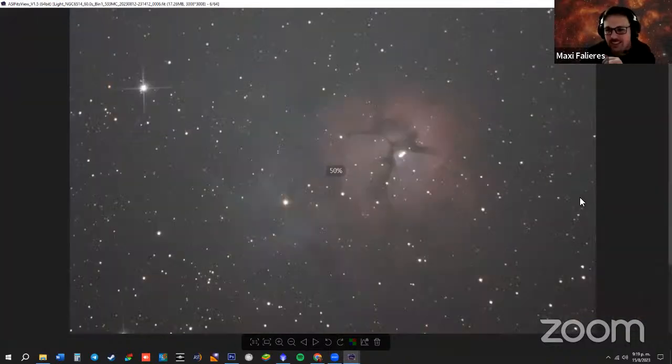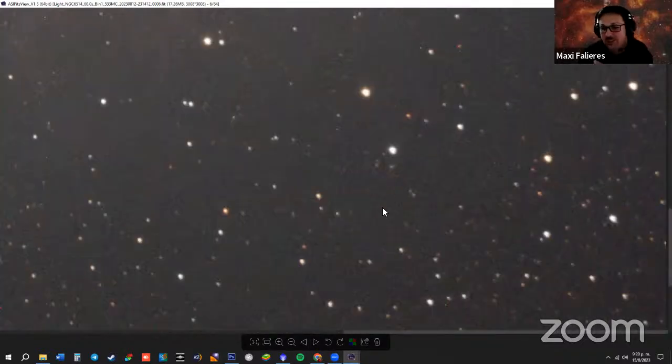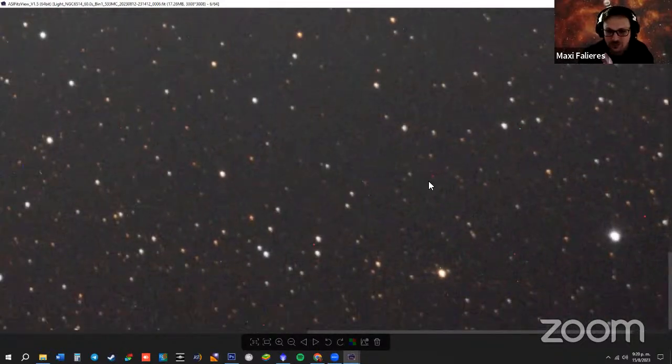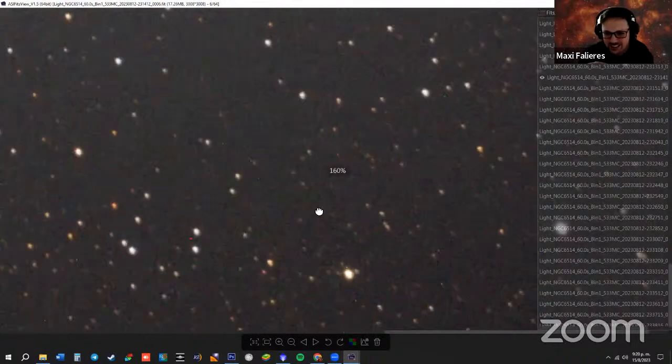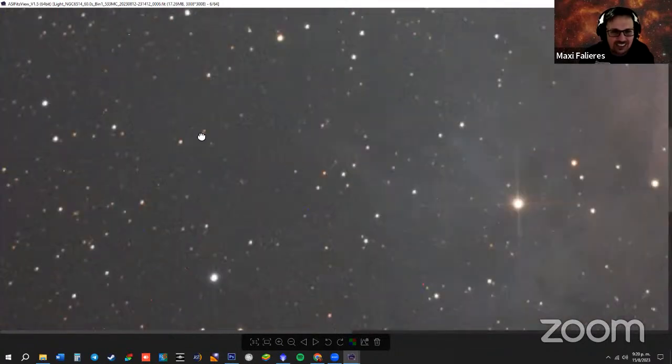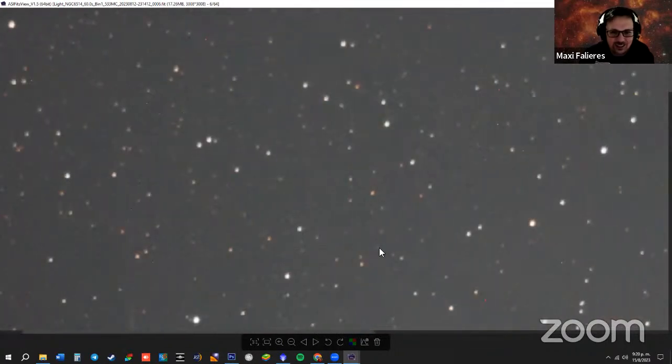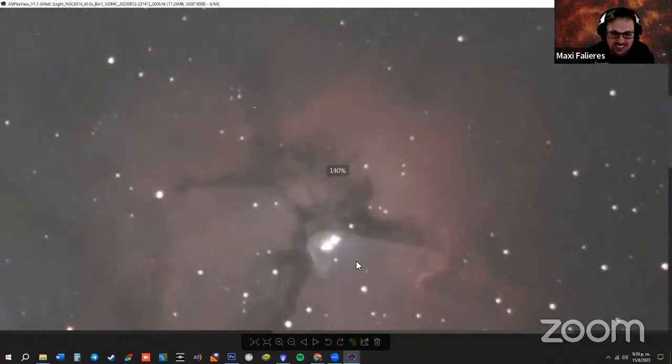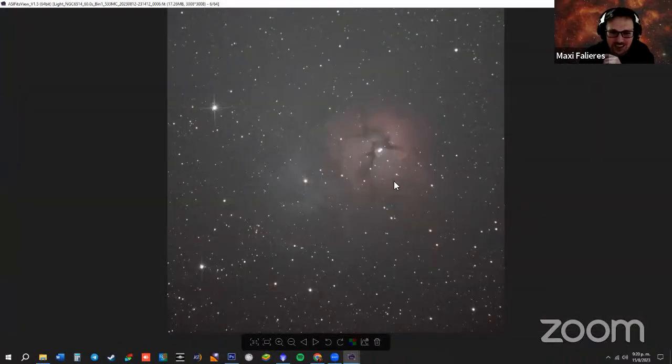Of course, I didn't work with a coma corrector because I don't have one, and I don't know if a coma corrector exists for these tubes. So you can see the coma in the corners. But in the center, what I was trying to capture was okay.